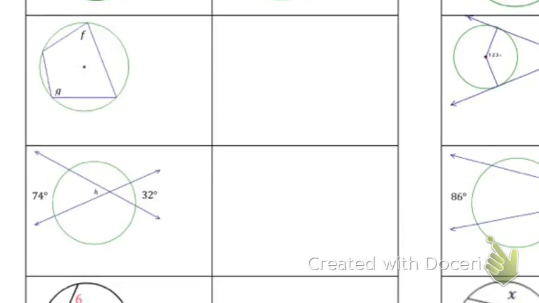So I have a quadrilateral inscribed in a circle. So that's just going to tell me that the measure of angle F plus the measure of angle G equals 180 degrees. In other words, they're supplemental.